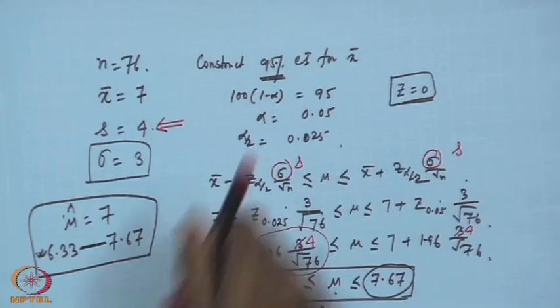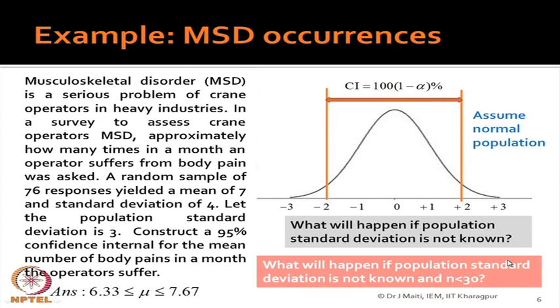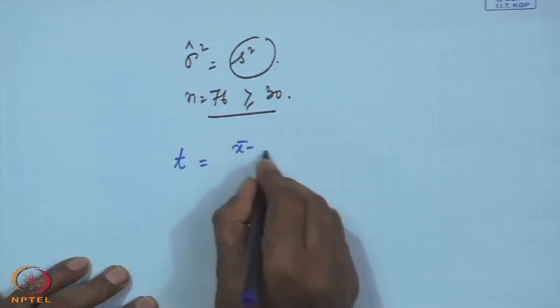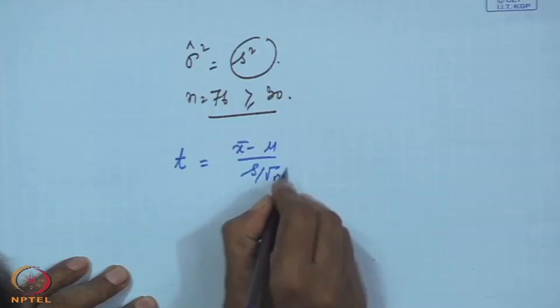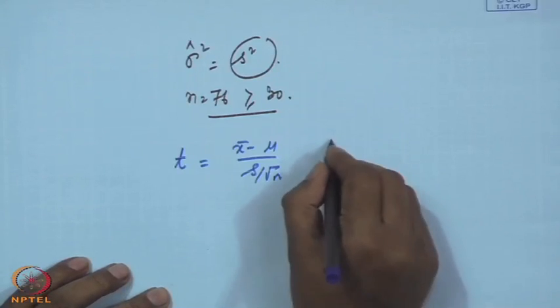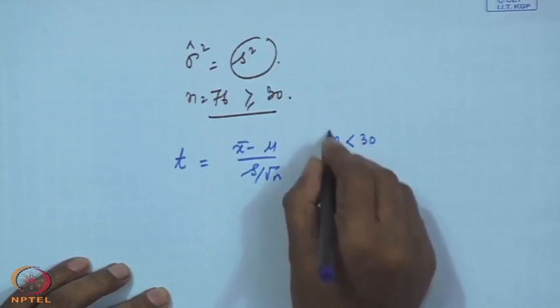Now, another question is, what will happen if the population standard deviation is not known and the sample size is less than 30? You cannot use the Z distribution. You will be using the T distribution, which is x bar minus mu by S by root n. The reason is n is less than 30.